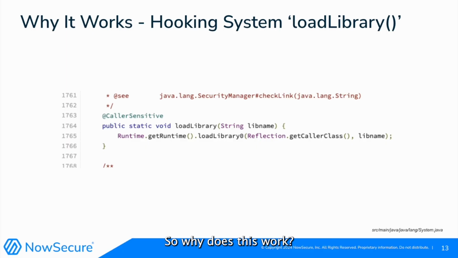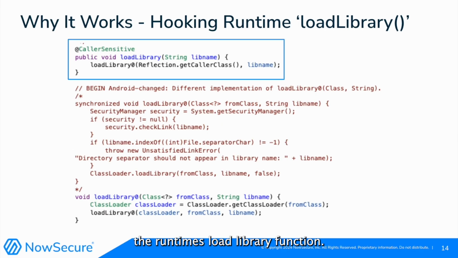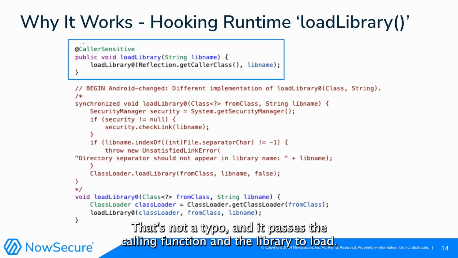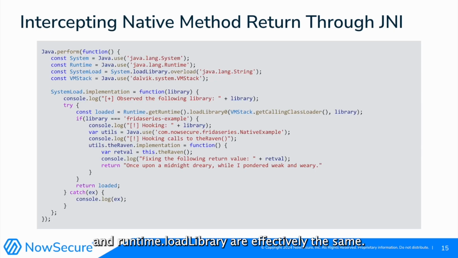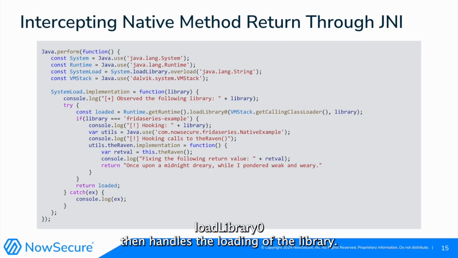So why does this work? Here's a snippet from the System.java file that's part of the actual Android operating system. As you can see, System.loadLibrary calls the Runtime's loadLibrary function. Note the 0 at the end, that's not a typo. And it passes the calling function and the library to load. As you can see here, System.loadLibrary and Runtime.loadLibrary are effectively the same. loadLibrary0 then handles the loading of the library.